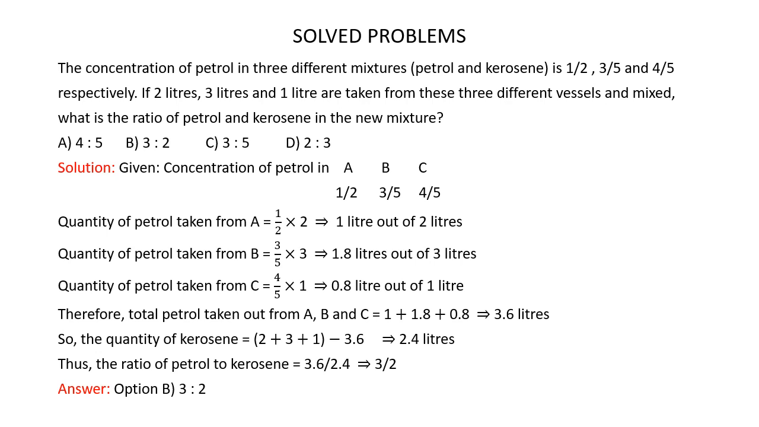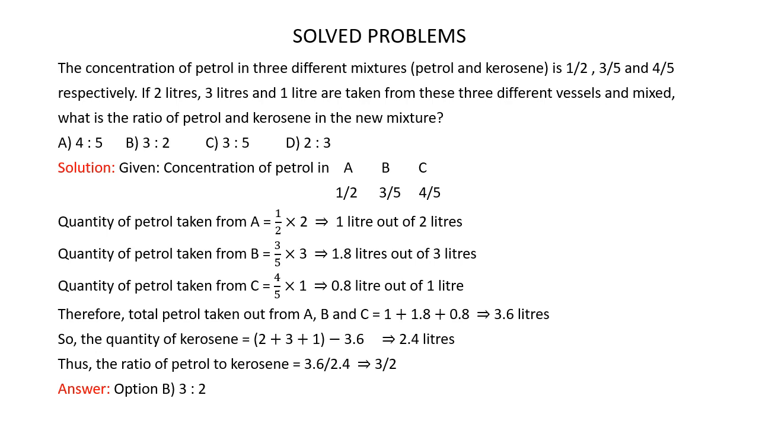Now it's given that the concentration of petrol in vessel A is 1 by 2. In vessel B, the concentration of petrol is 3 by 5, and in vessel C, the concentration of petrol is 4 by 5. Now it's given that 2 liters is taken from vessel A. So the quantity of petrol taken from A is equal to 1 by 2 multiplied by 2, which is 1 liter. So 1 liter out of 2 liters is petrol.